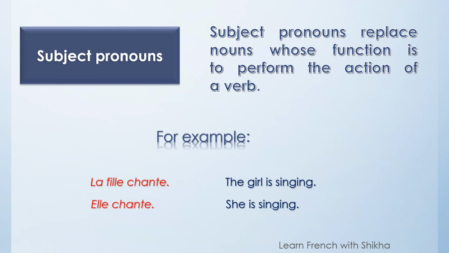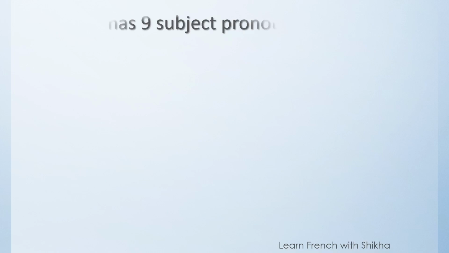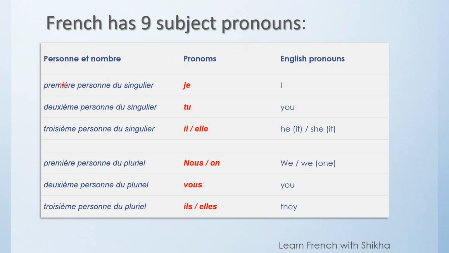Now we are going to discuss what all subject pronouns are there and how they are going to be used. French has 9 subject pronouns. So first we are going to discuss all the singular ones and then we will discuss the plural ones. I'm going to categorize the singular ones. The first one is the premier person, then it's deuxième person and the troisième person. Similarly in plural, the premier person, deuxième person and troisième person.